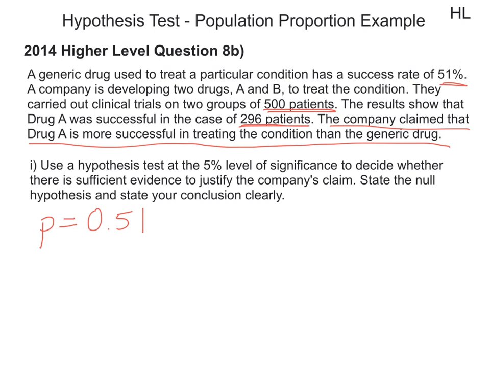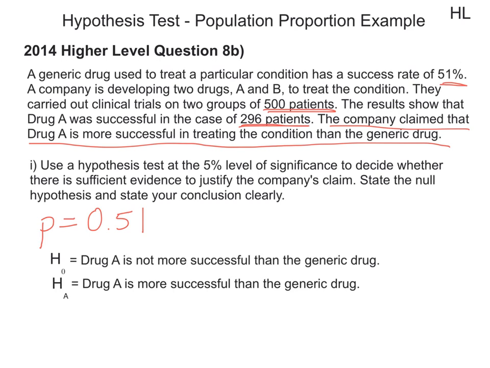In hypothesis testing, we state H0, the null hypothesis, and H1, the alternative hypothesis. The alternative hypothesis is given by the claim. In this case, the company claimed that drug A is more successful in treating the condition than the generic drug. Therefore, if this is our alternative hypothesis, our null hypothesis is that drug A is not more successful than the generic drug. I am going to tidy up the slide before continuing.